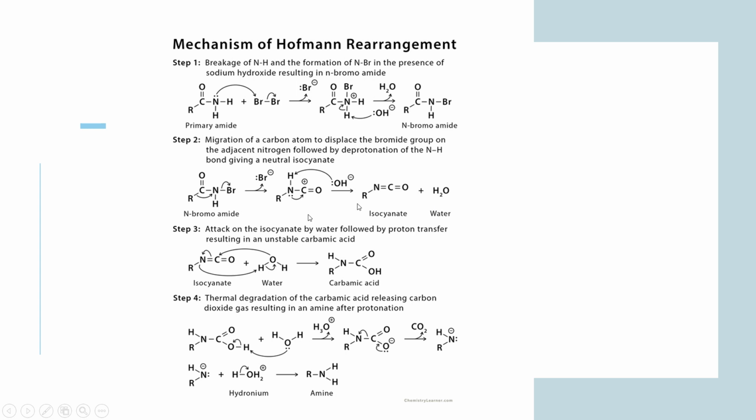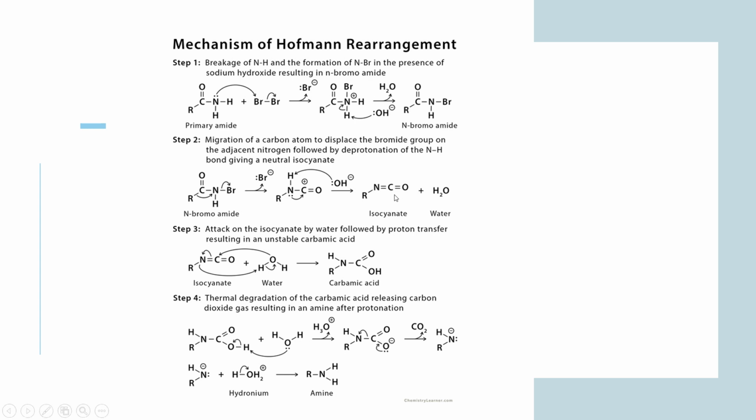So how is it happening? You have this N-bromoamide, and this nitrogen bromine bond is very weak. Okay, so what happens, the alkyl from this carbonyl group will migrate to this nitrogen atom, and this bromide will be knocked out. So as a result, you will have this isocyanate as the major product. Okay, and in the course of this second step, water molecule will be the side product.